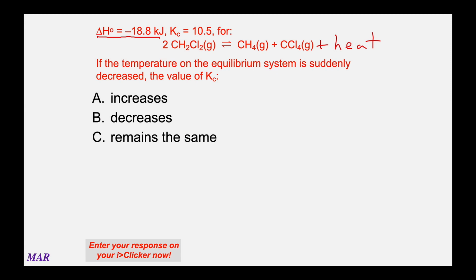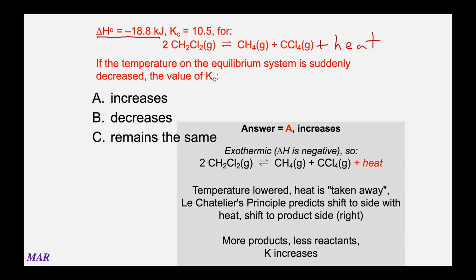Now, in the question, you're suddenly decreasing the temperature. You're making it colder, and that's like taking away heat from the system. The system's going to get cold. If you go outside, you want to put a coat on if it's cold to keep you warm. Well, the reaction tries to do the same thing here too. So if you cool this reaction down, that's like taking heat away, and the reaction's going to shift to make more heat. It's going to shift to the product side. And if it shifts to the product side, the numerator is going to get bigger, the denominator is going to get smaller, and your K is going to go up.